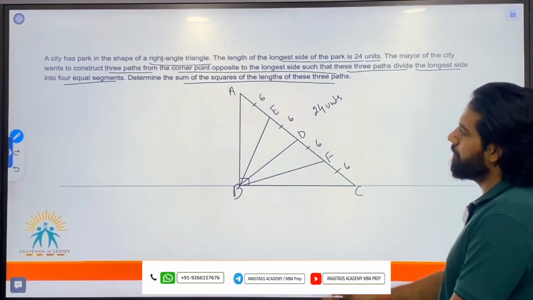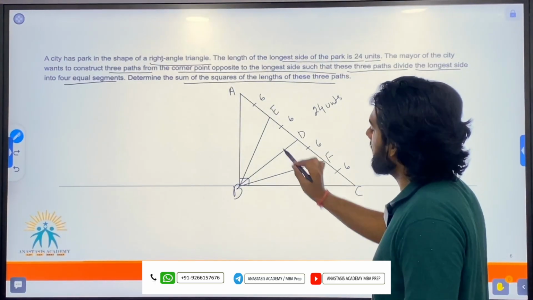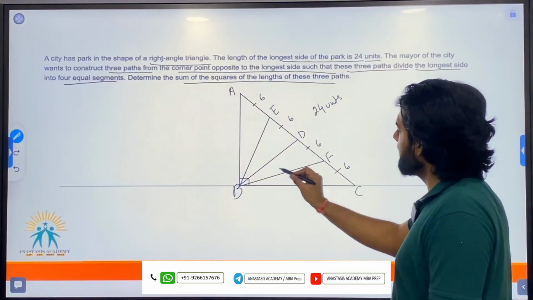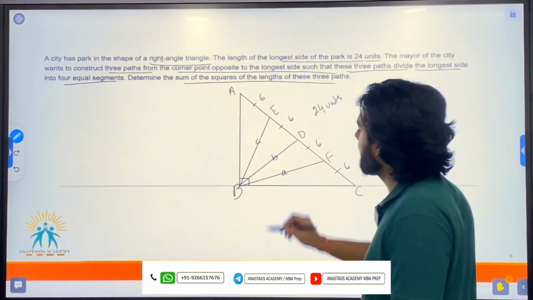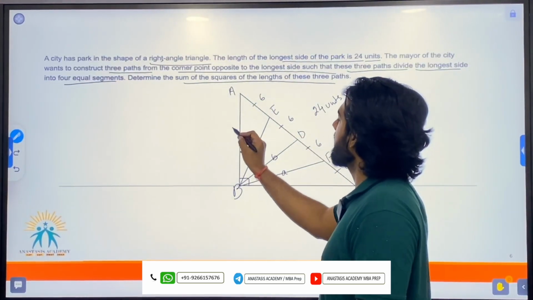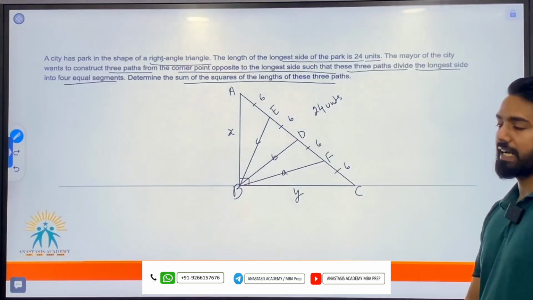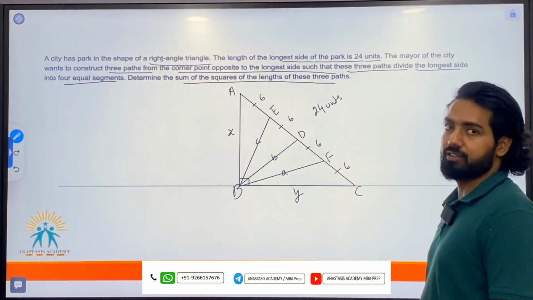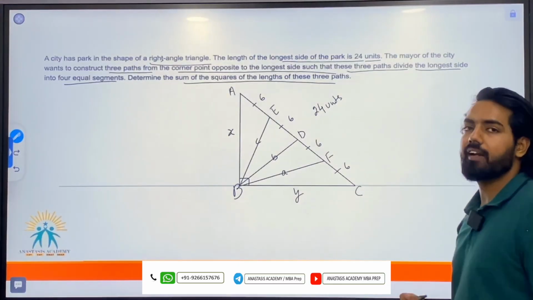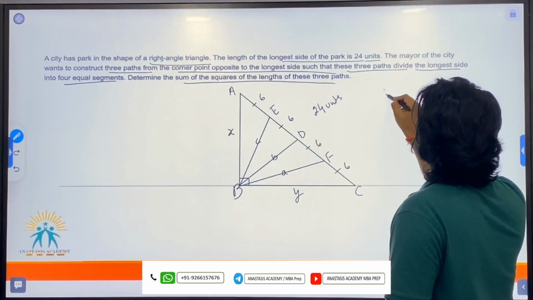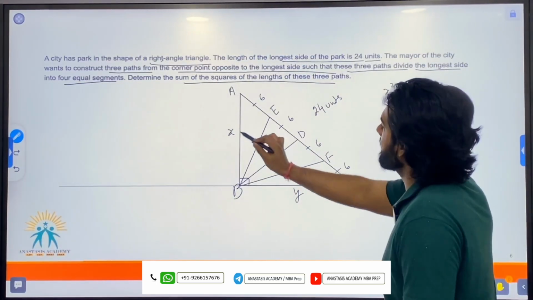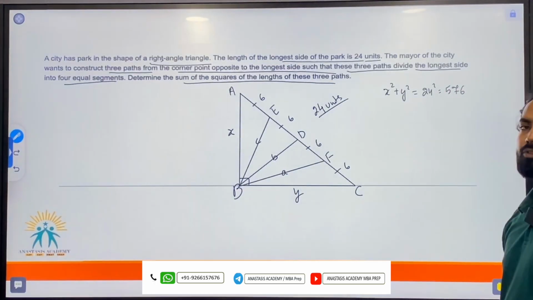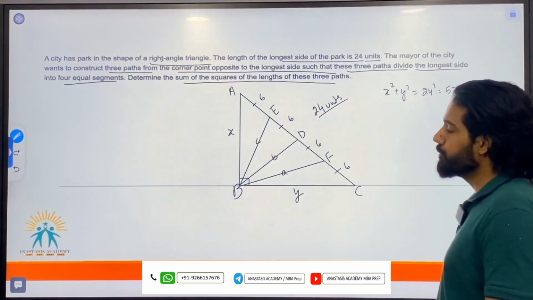Now I have to find the sum of squares of length of these 3 paths, which is BF square plus BD square plus BE square. So I am assuming these lengths as A, B, and C, and I am assuming these 2 perpendicular lengths as X and Y. Right? So first of all, these X, Y, and 24 are the sides of this right angle triangle. So using Pythagoras theorem, I can say the sum of squares of these 2 sides, X square plus Y square, must be equal to 24 square, which is 576. Right? Using Pythagoras theorem.